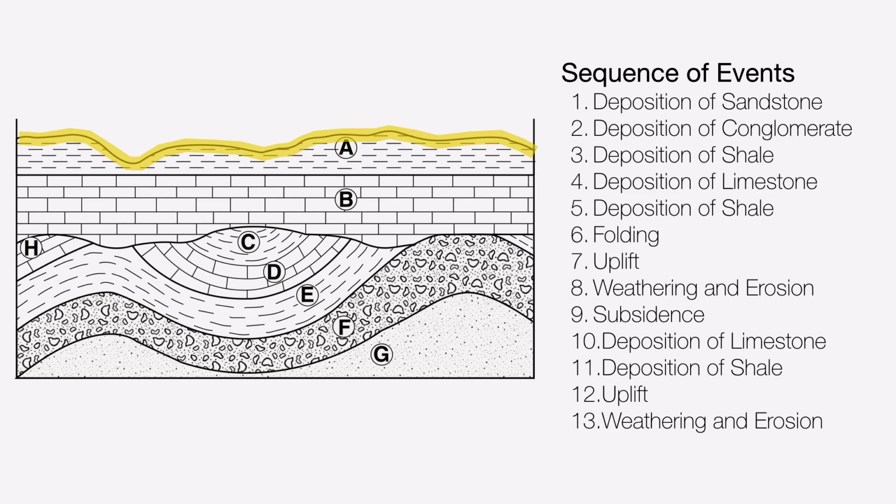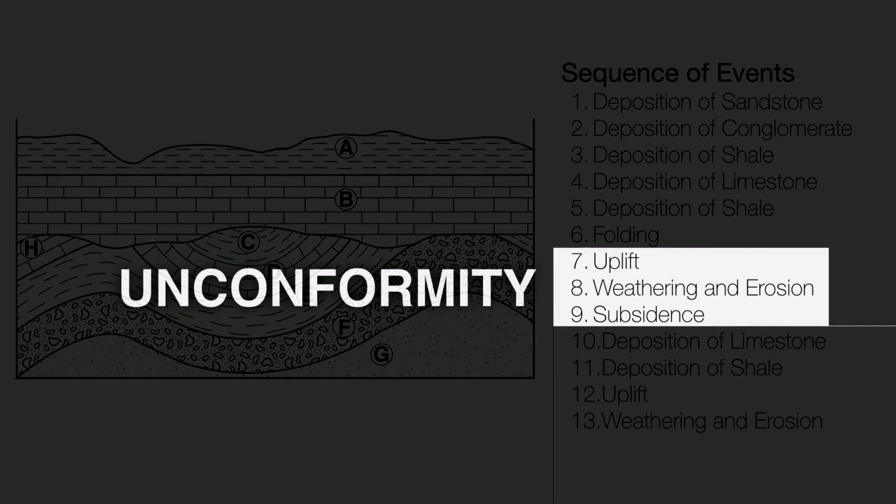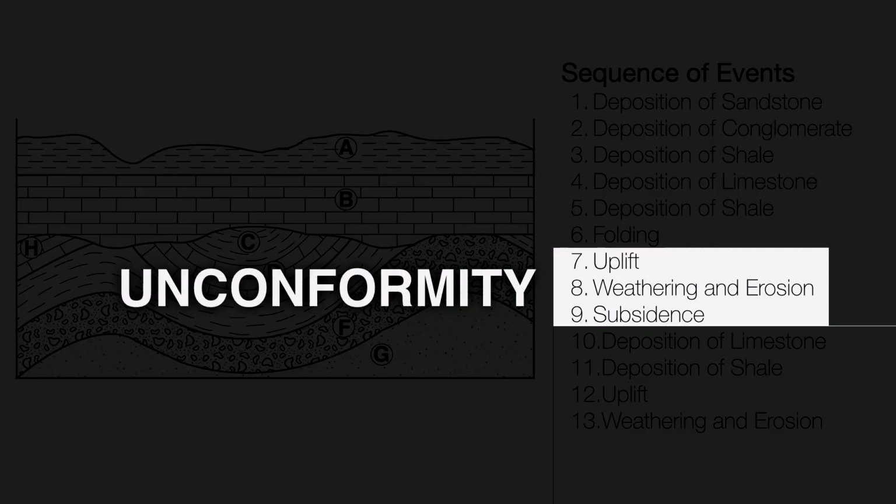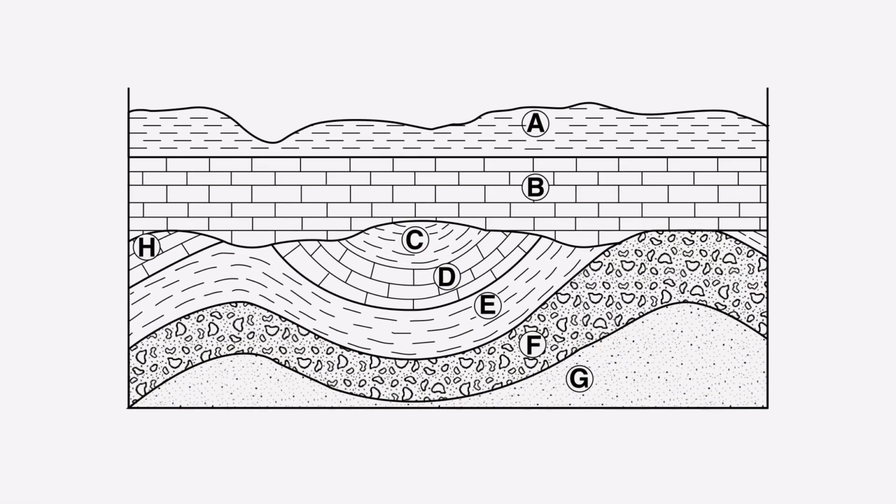So, if I see an unconformity in my sequence, I know that I had to have a period of uplift, weathering and erosion, and subsidence. Those three steps together are what creates the unconformity. So you see here in red, this boundary is an unconformity.